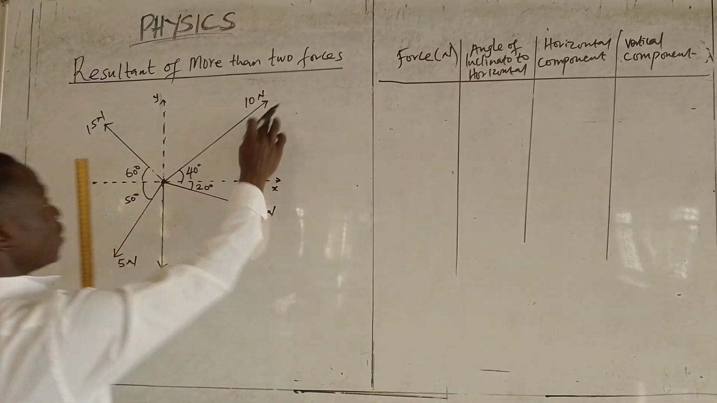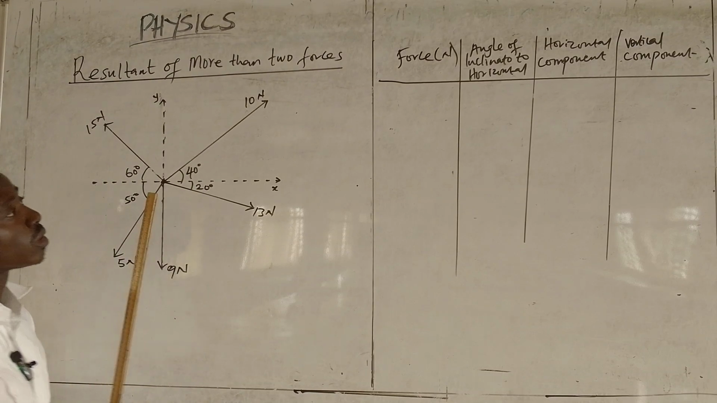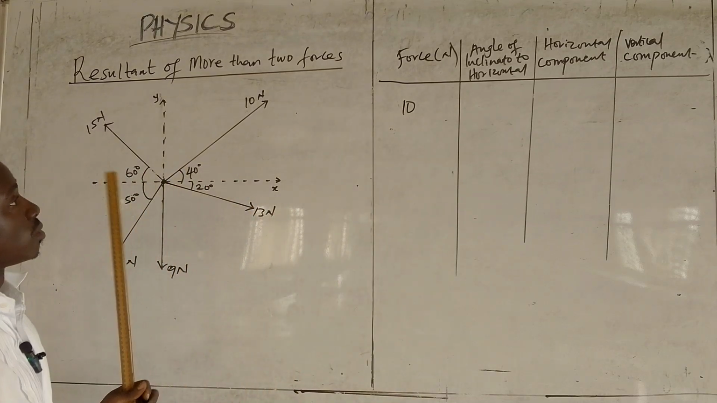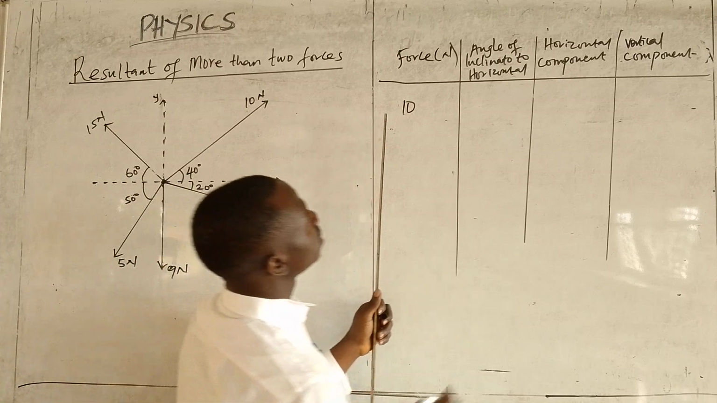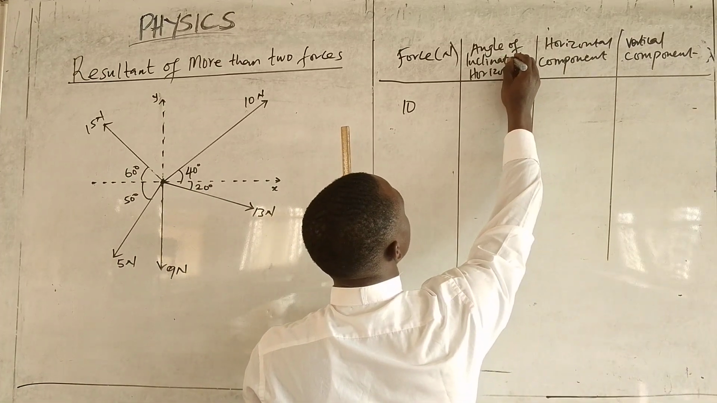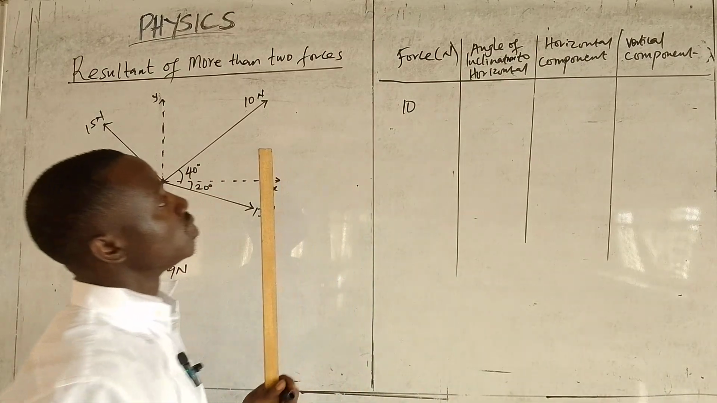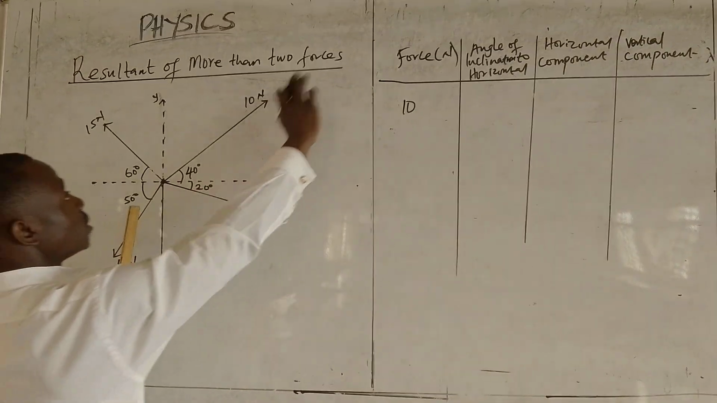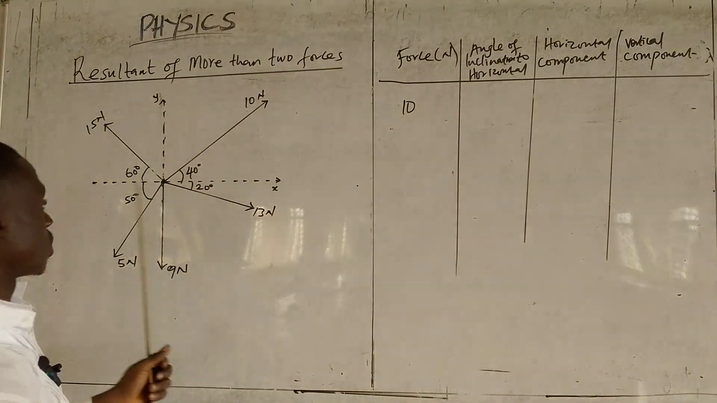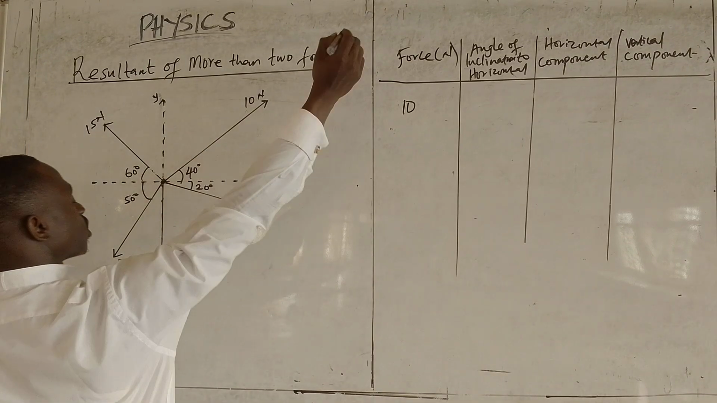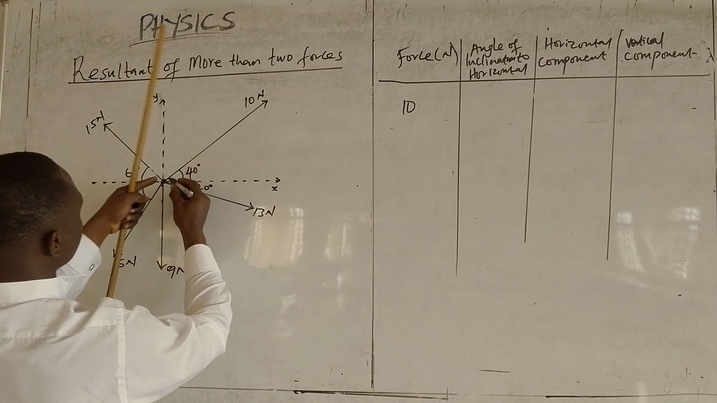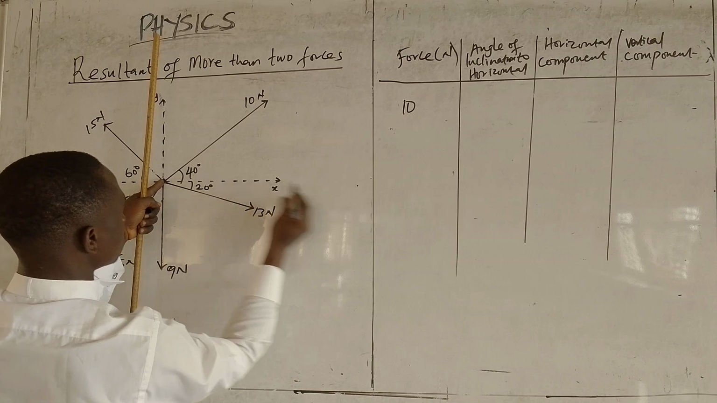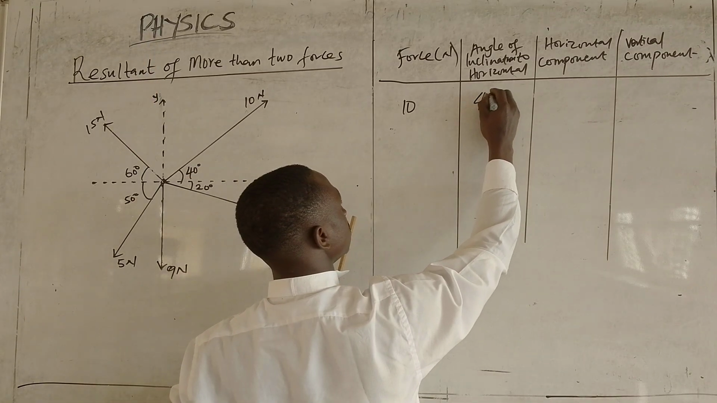Okay, so let's pick the force from here. 10 what? 10 Newton. You don't need to put Newton here. I've already put it here. Then angle of inclination to the horizontal. So what's the angle of inclination of this 10 Newton to the horizontal? Now, this is the origin where this force is coming from. And then since the force is going in this direction, this is horizontal. So what's the angle between the force and the horizontal? That's 40 degree.